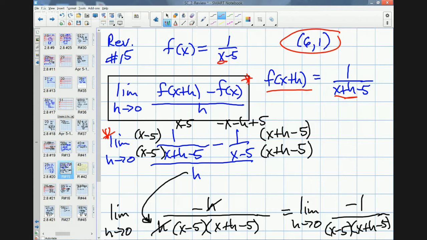For these two quantities here, what's the least common denominator? Well, it'd just be x plus h minus 5 times x minus 5. So the first denominator is missing an x minus 5, so I multiplied top and bottom by that. The second denominator is missing an x plus h minus 5, so I multiplied top and bottom by that. Okay, so where does that put us?